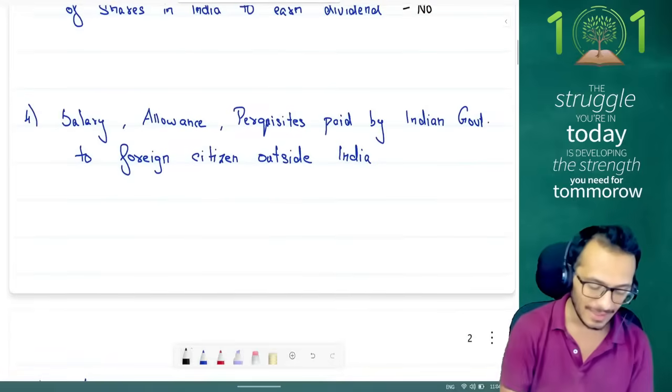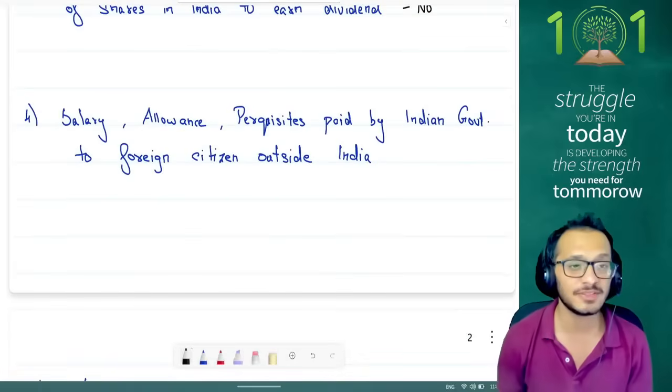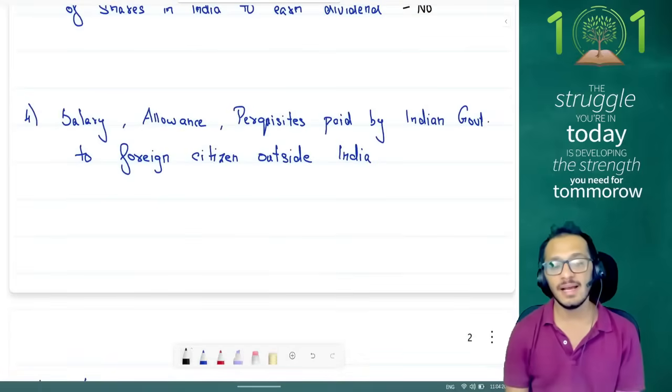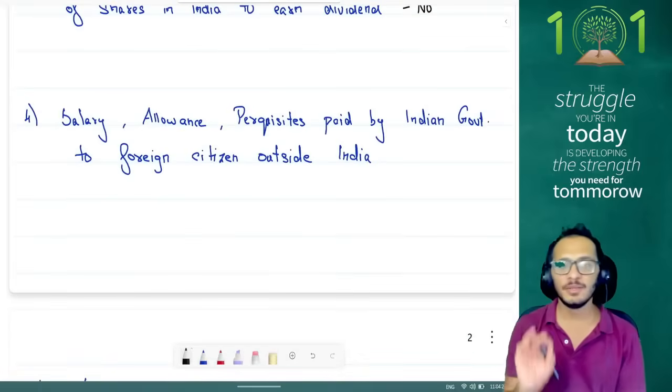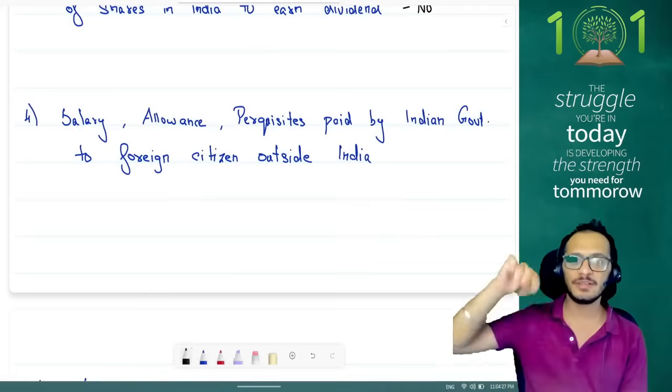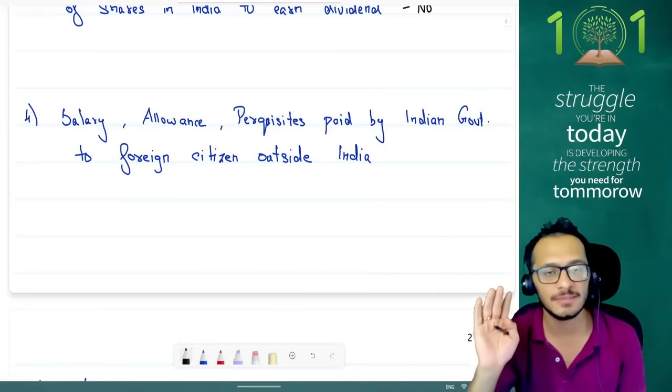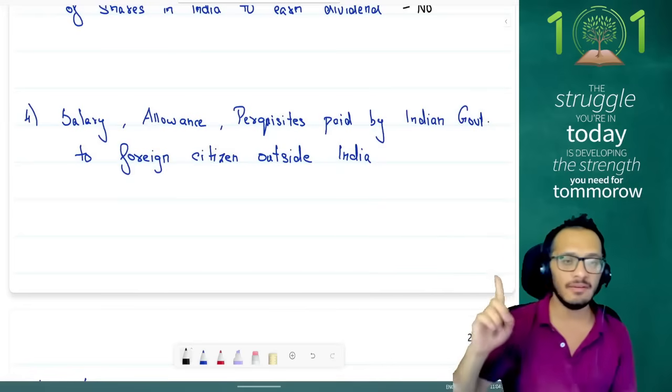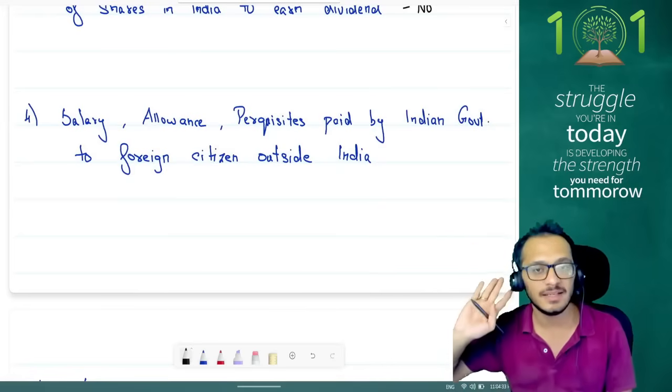Next, any kind of salary, allowance or perquisites which is paid by an Indian government to a foreign citizen outside India. Yes. Now, normally you would have learned this provision, people, which says when a salary is paid by a government of India to a person outside India, it is fully taxable as it is deemed to accrue or arise in India. However, allowance and perquisite is fully exempt.